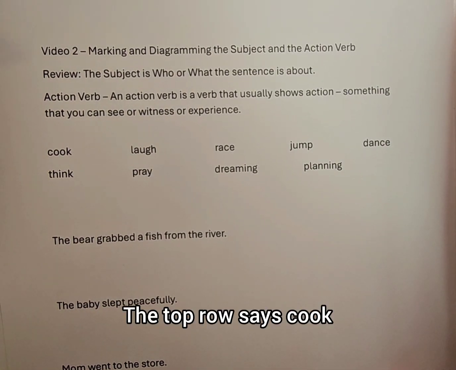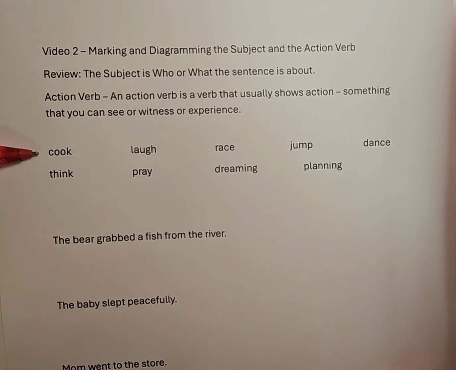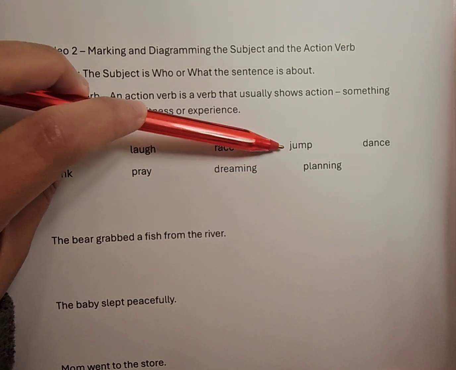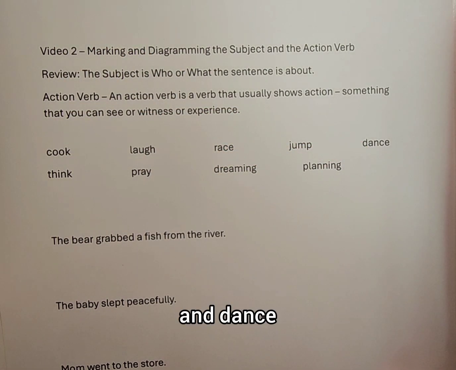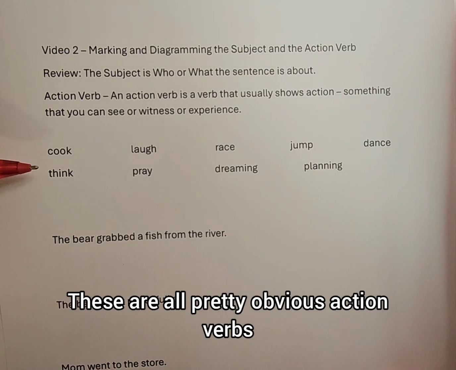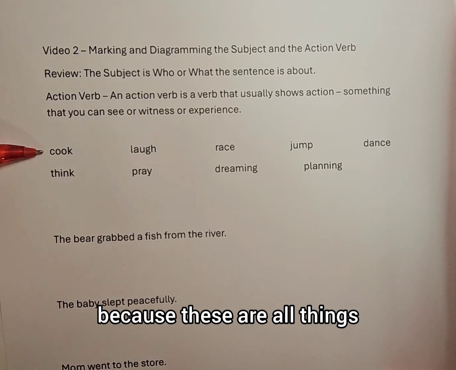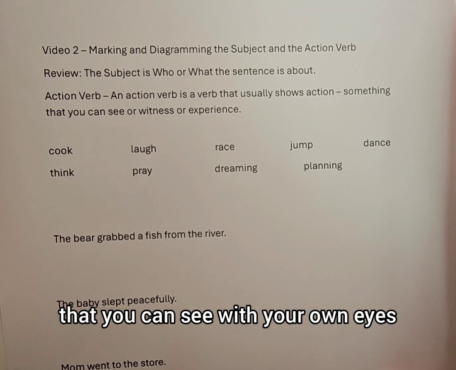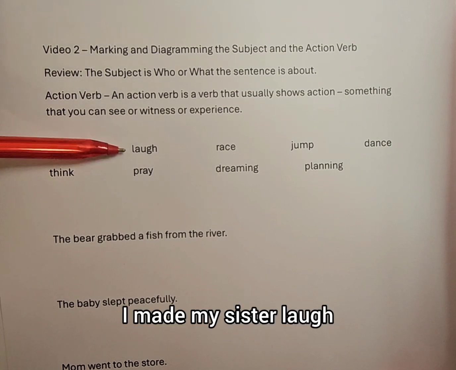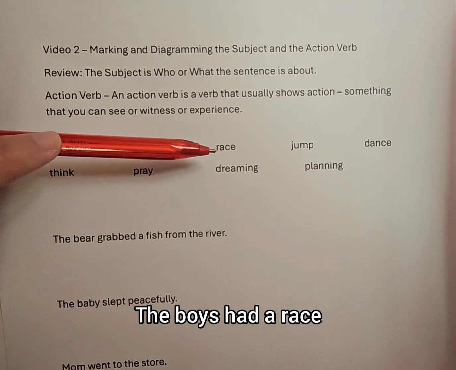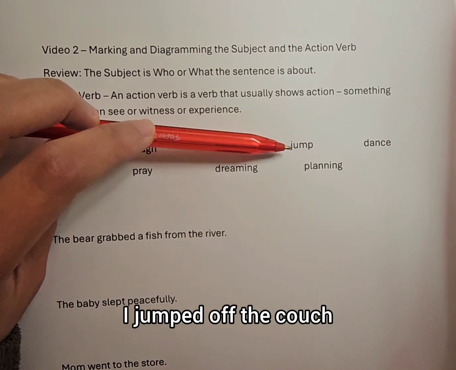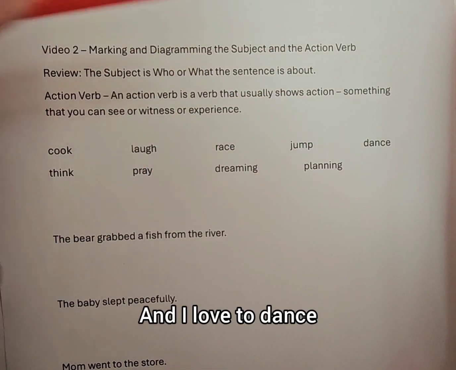The top row says cook, laugh, race, jump, and dance. These are all pretty obvious action verbs because these are all things that you can see with your own eyes. I can see my mom cooking. I made my sister laugh. The boys had a race. I jumped off the couch. And I love to dance.